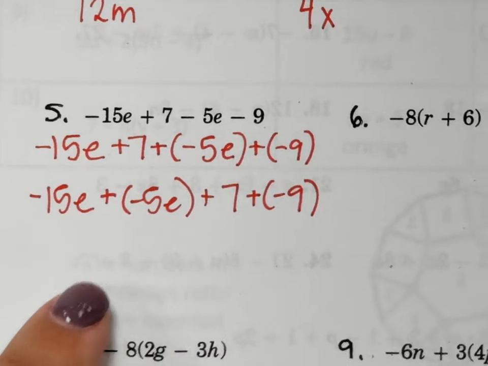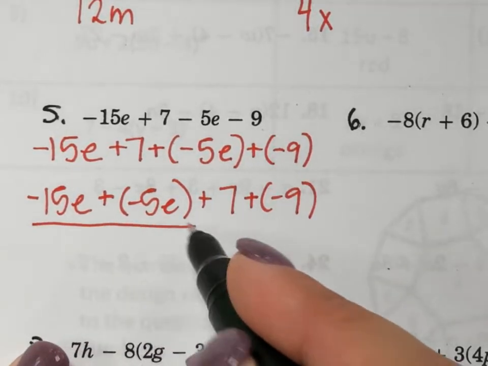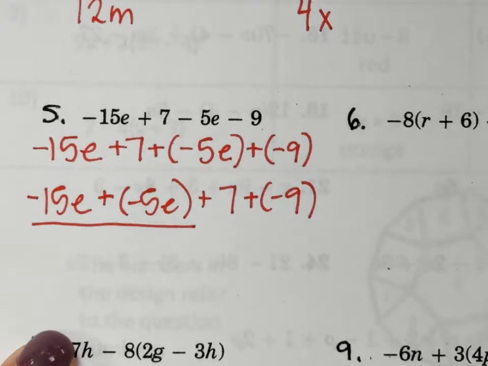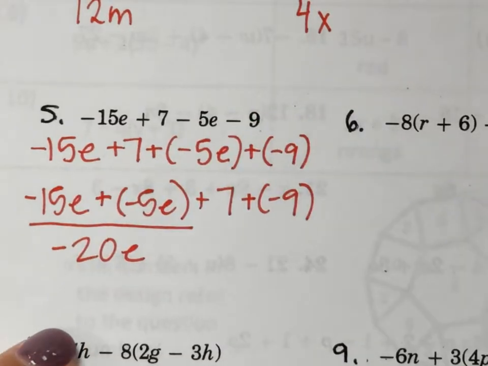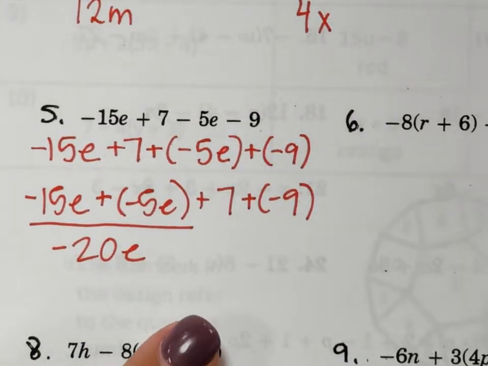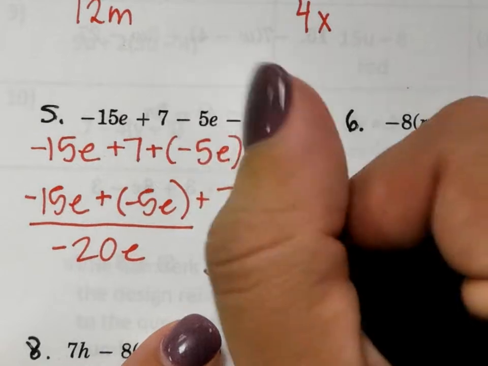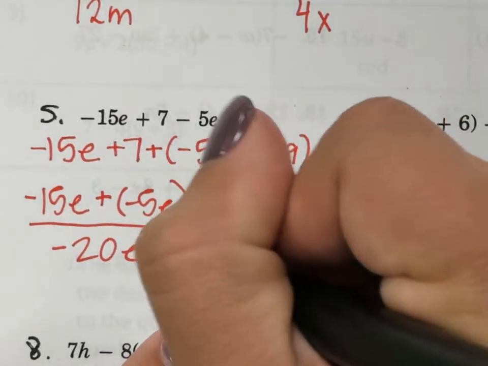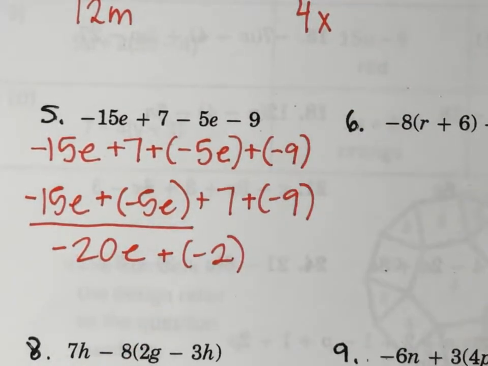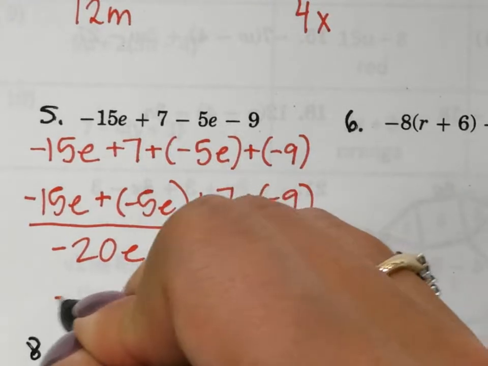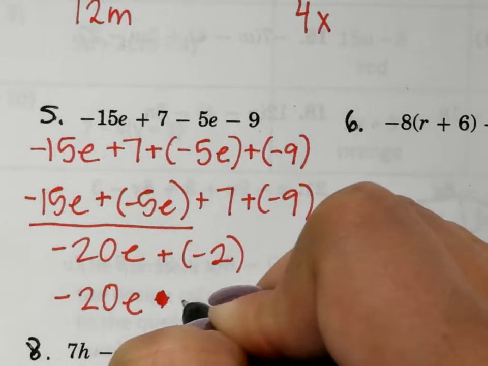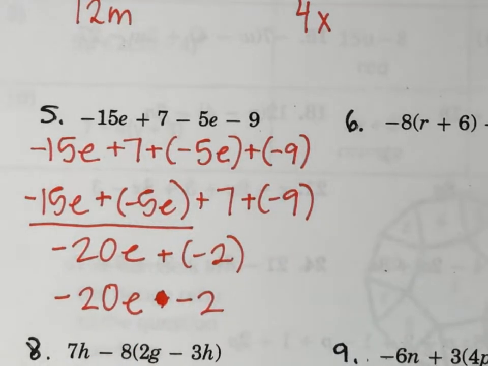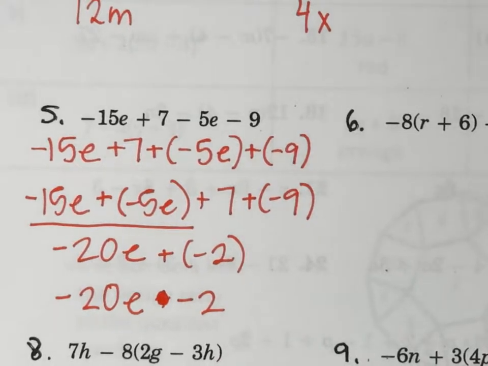Now I can simplify. So what is negative 15e plus negative 5e? Good, negative 20e. And 7 plus negative 9? Negative 2. Now I can rewrite it as a subtraction problem to get rid of those parentheses. And negative 20e minus 2 is my simplest answer.